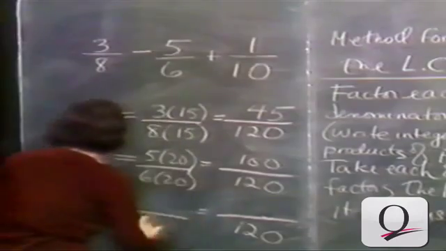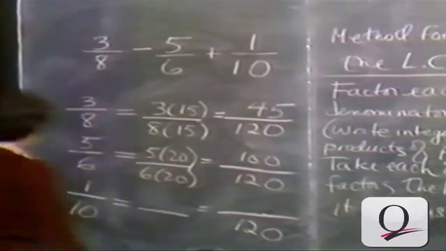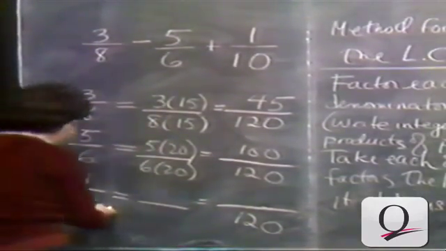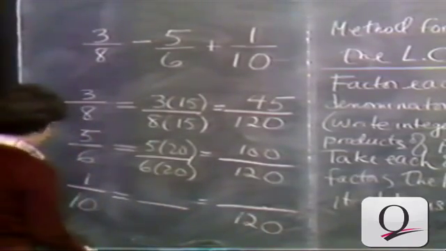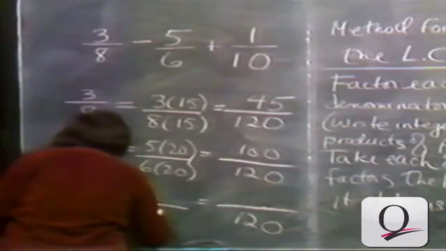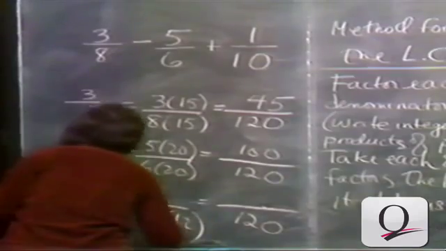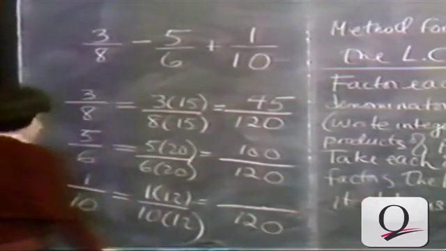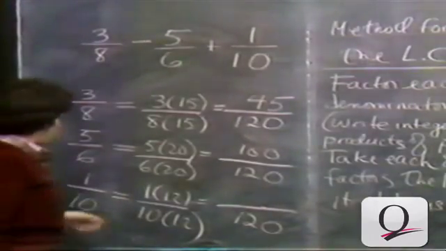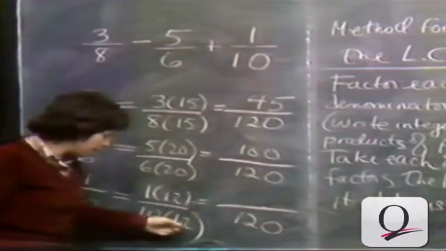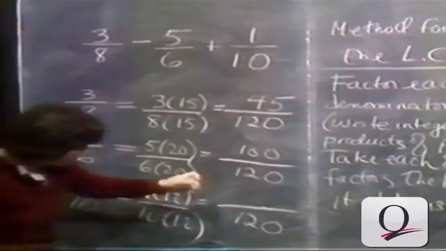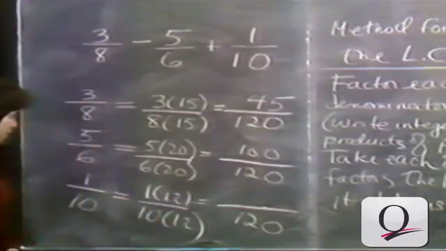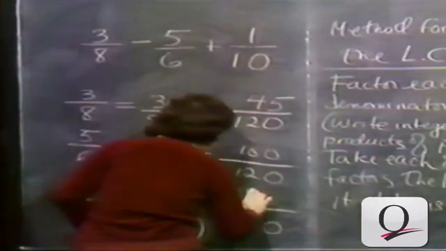Now, 10 into 120. You tell yourself, what do you have to multiply 10 by to get 120? Well, I have to multiply 10 by 12 to get 120. Whatever you do to the bottom, you've also got to do to the top. That's what the fundamental principle is telling you. You multiply the bottom by some number, you must also multiply the top by that number. Otherwise, you won't get an equivalent fraction. And this gives us 12 over 120.